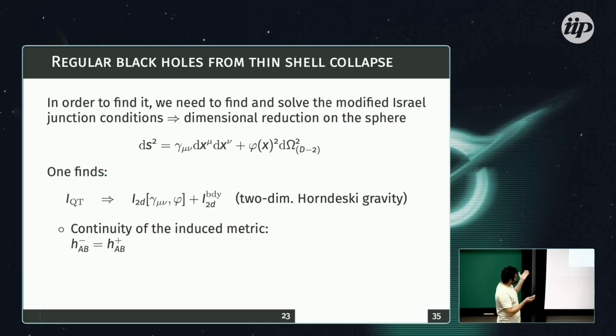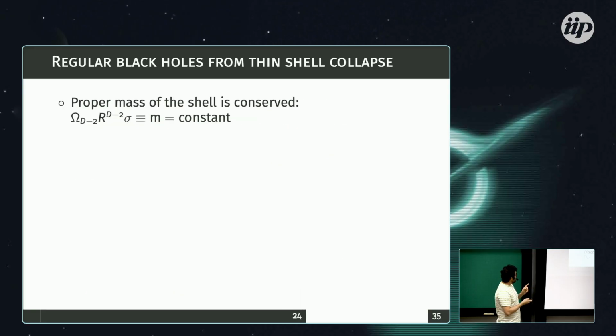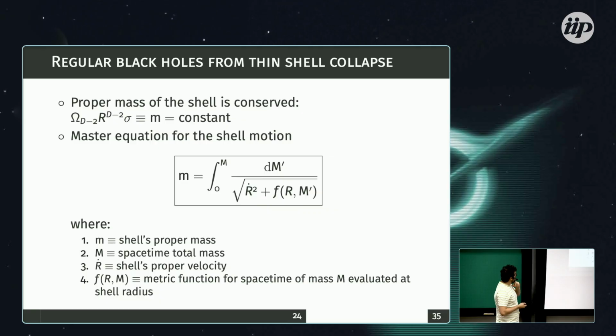Okay, the first junction condition, which is the same as in Einstein gravity, is the continuity of the induced metric on the surface, at both sides of the surface. Once we have this piece, we can compute the second junction condition that tells you there is this discontinuity, where this is the stress tensor on the shell. If you do that, you get, first of all, something which is the same as in Einstein gravity: the proper mass of the shell is conserved, and you get an equation for the shell motion.